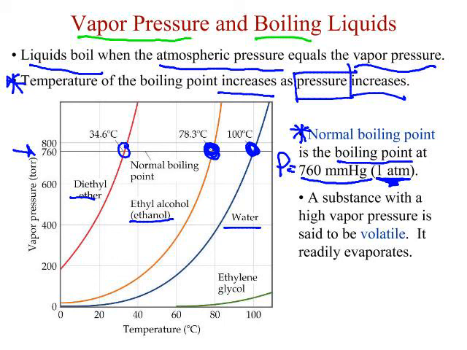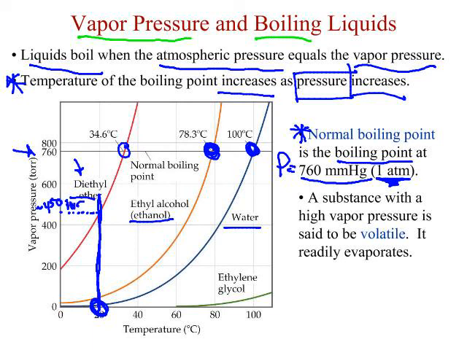If I were to ask you which of these is the most volatile, you would say that it would be diethyl ether, because at any temperature below 100, say a temperature of 20 degrees Celsius, if we compare the vapor pressures exerted by these three liquids, the vapor pressure exerted by diethyl ether is the highest. You might estimate that to be somewhere in the area of 450 torr or something like that.